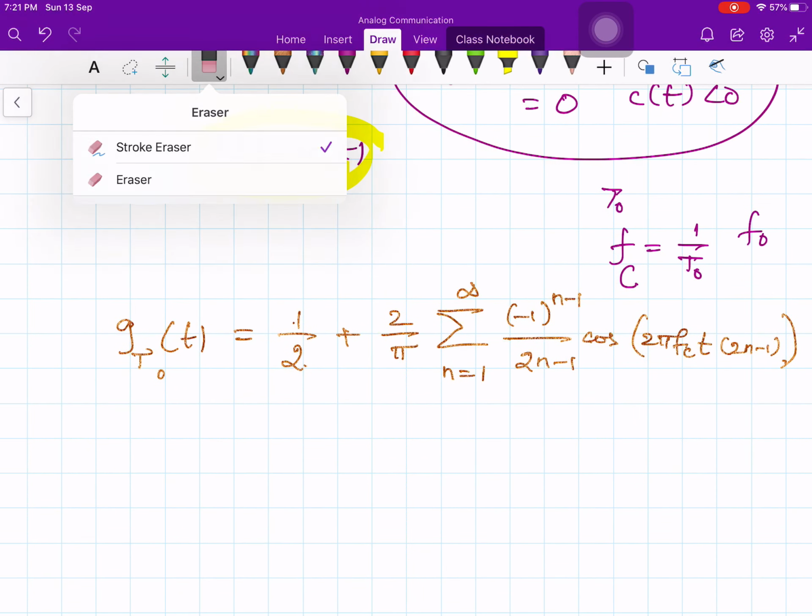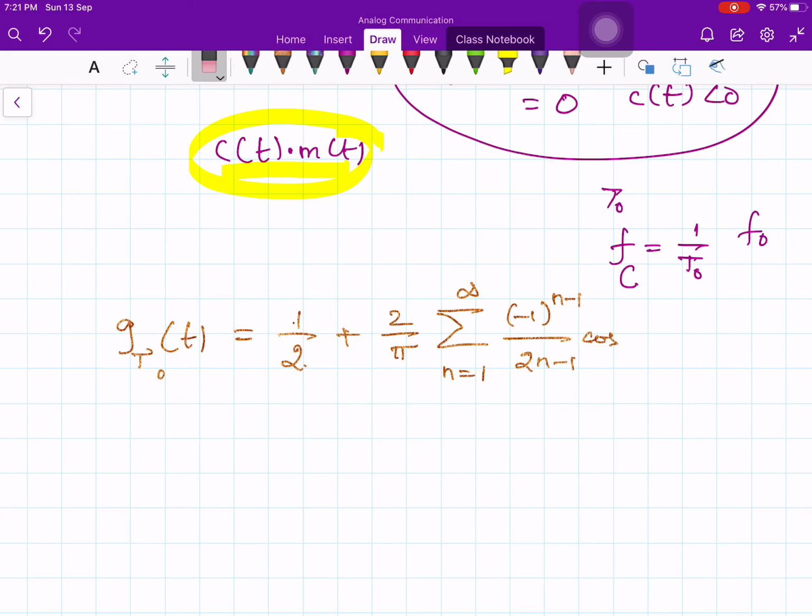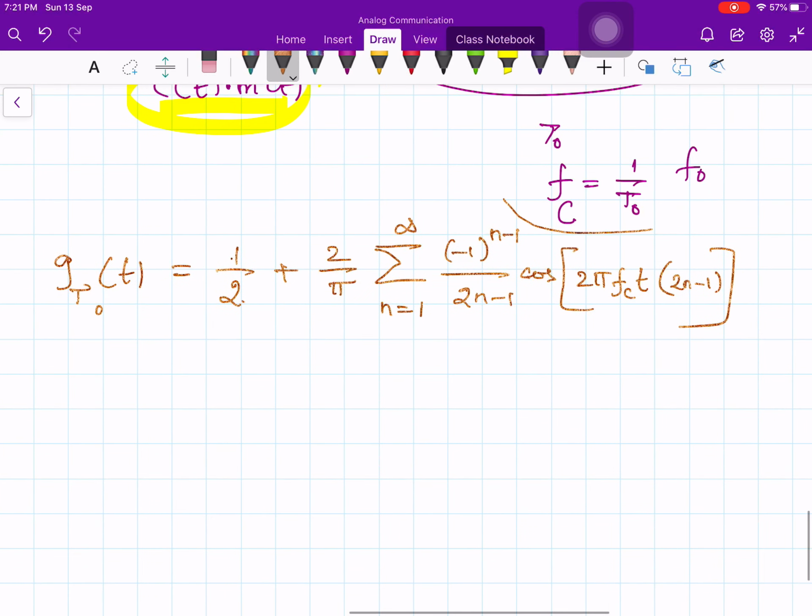Maybe let me write this down properly: cos of 2 pi f_c t times 2n minus 1. This is the expression, the Fourier series of your periodic square wave. And it has only odd harmonics, with the fundamental corresponding to n equals 1, and the third harmonic corresponding to n equals 2, and so on and so forth.